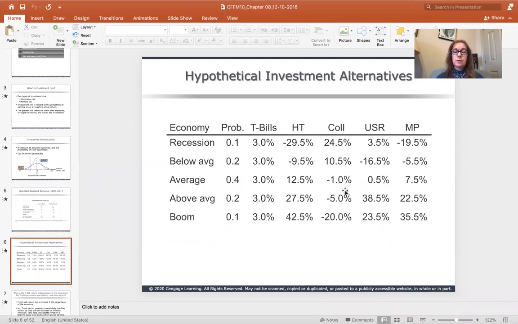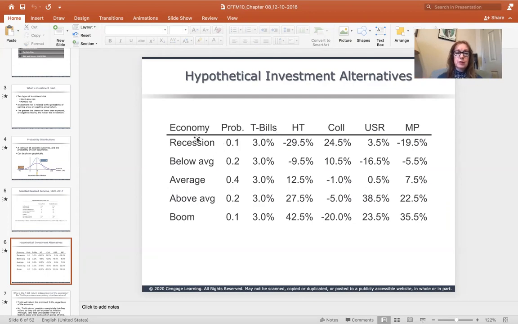Now we're going to use these examples to look at expected returns and standard deviation. These are some hypothetical investment alternatives. You could invest in treasury bills. These are different stocks. HT is a high-tech stock. This is a collection agency. This is US Rubber. And this is just a portfolio of all stocks in the market.